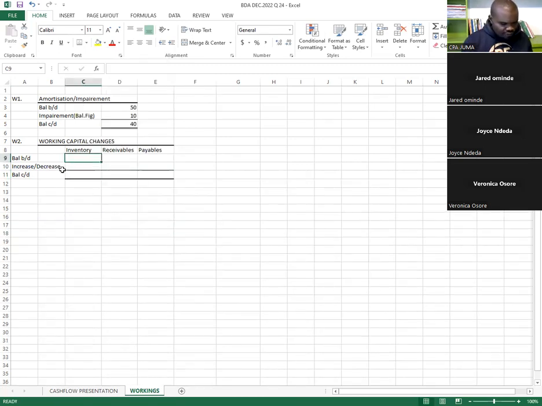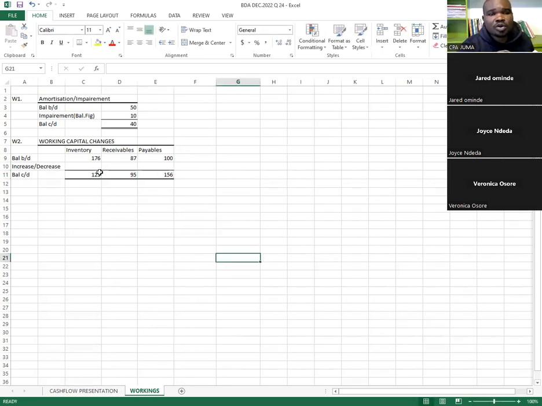So brought down inventory is the 2021. So 176. Receivables is 87. I hope you are seeing that with me. Payables brought down is 100. Then let's capture the carried downs. So carried down inventory is 123. Then receivables is 95. Then payables is how much, students? Payables is 156.